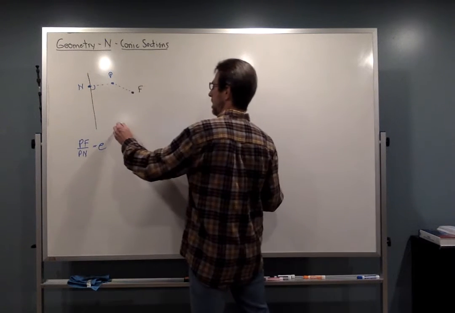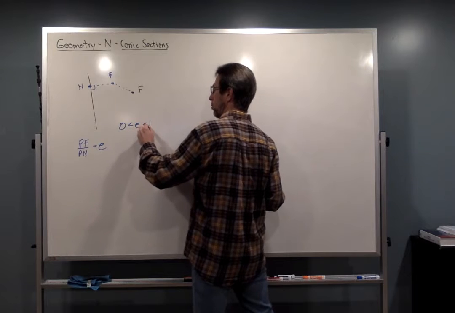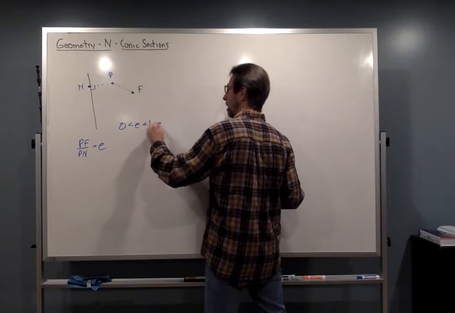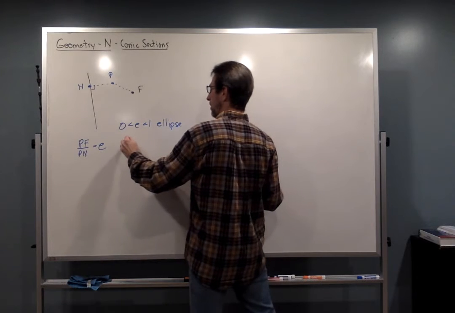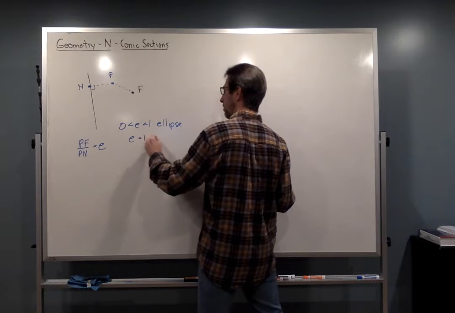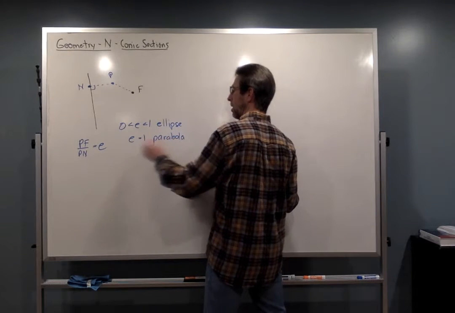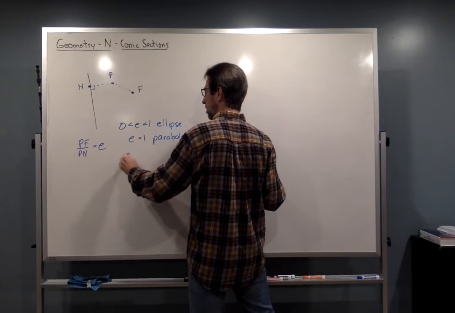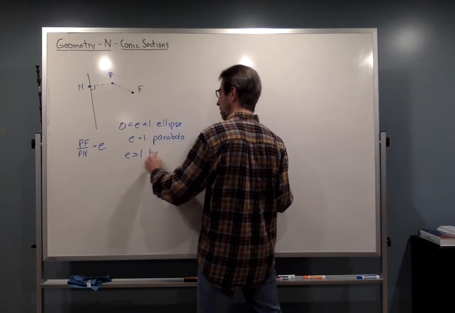If that e is somewhere greater than 0, of course, but less than 1, we're going to end up with an ellipse. If that e happens to equal 1, it's a parabola. If e is going to be greater than 1, we get a hyperbola.